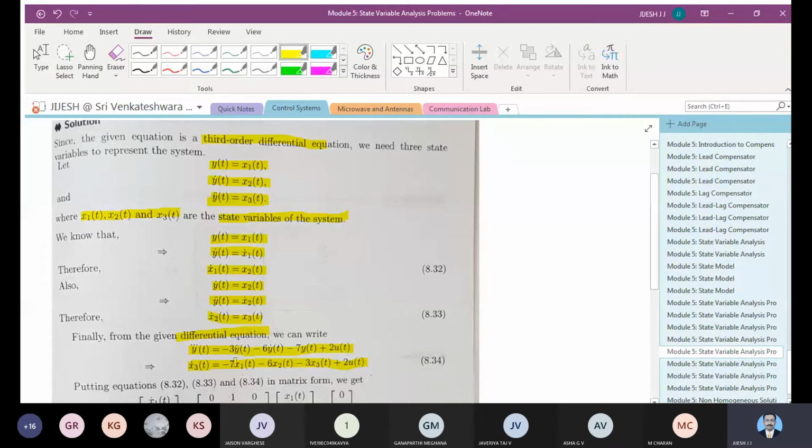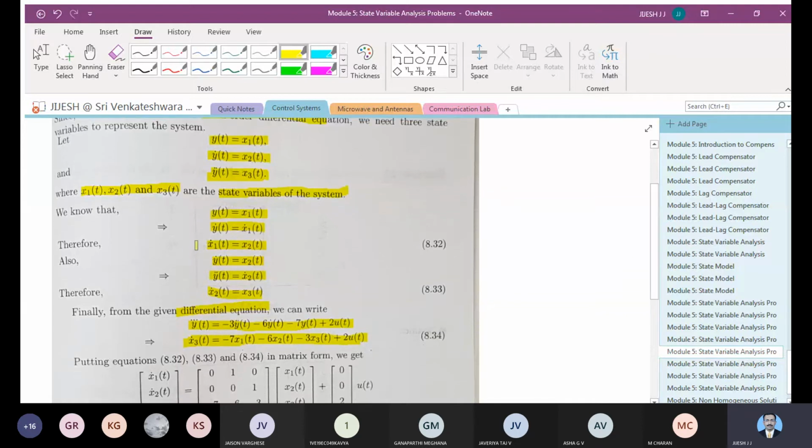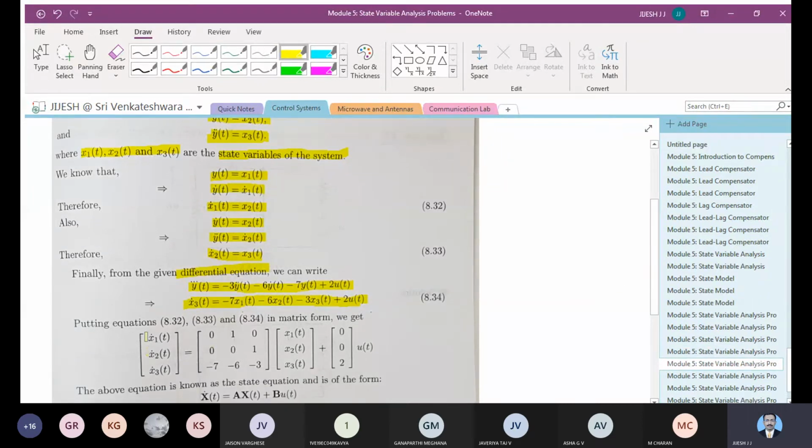So once you get this equation, you need to convert it into the form of a matrix. So how to convert it into the form of a matrix? You have x1 dot is equal to x2, x2 dot is equal to x3, and x3 dot is this. This is what you get. So when you write x1 dot of t, x2 dot of t, x3 dot of t, you need to put all these values. All these equations, 32, 33 and 34, shown here have to be converted into a matrix form.